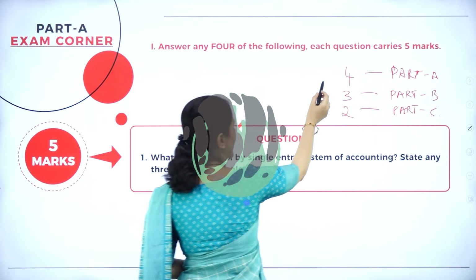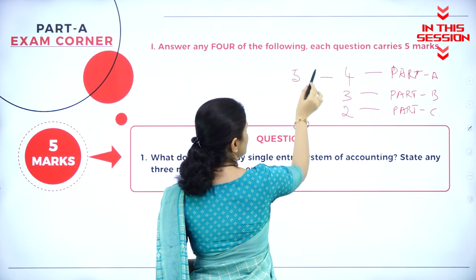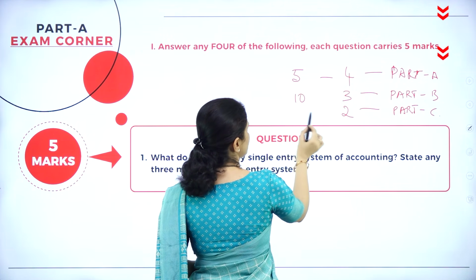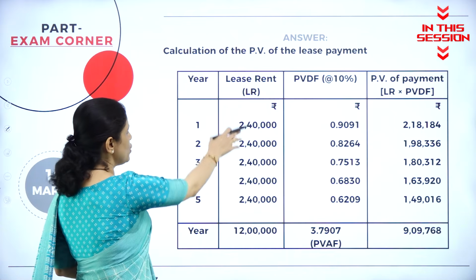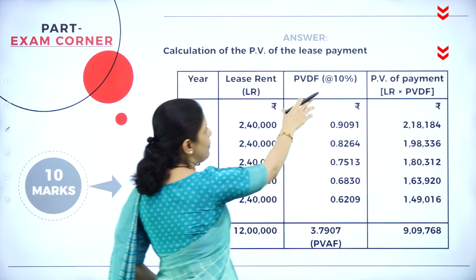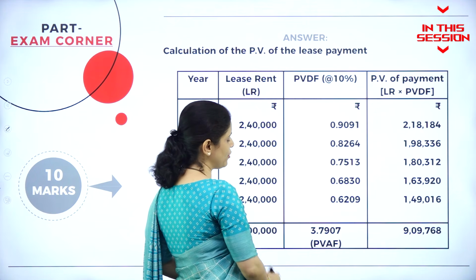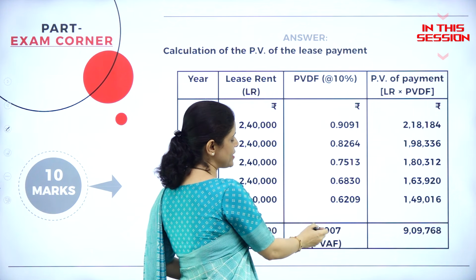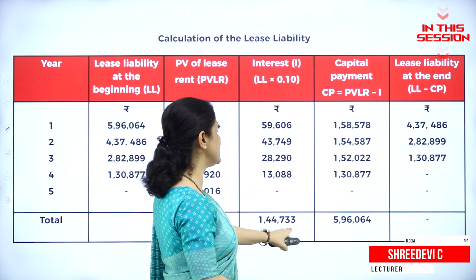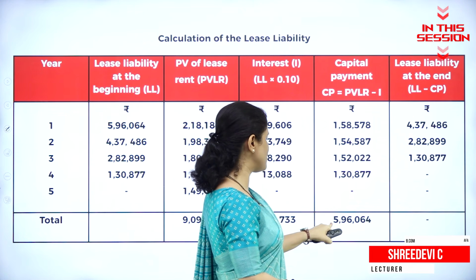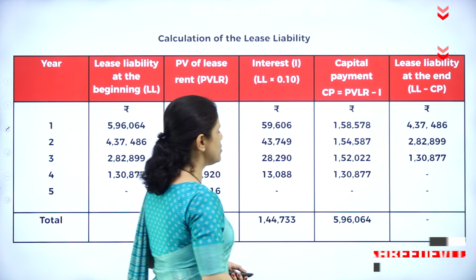So this part A is 5 marks question, this one is 10 marks question, and part C is 15 marks question. So lease rent total we have to do, present value discount factor we have to do, the total of that is 3.7907. Here interest is 1,44,733 and capital payment is 5,96,064.